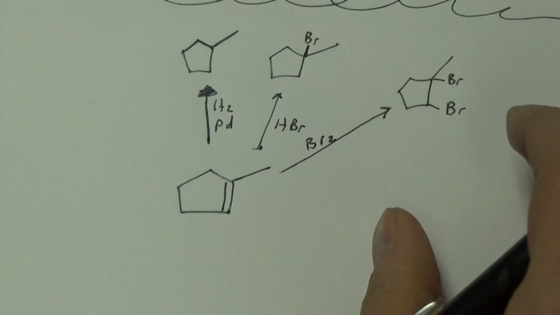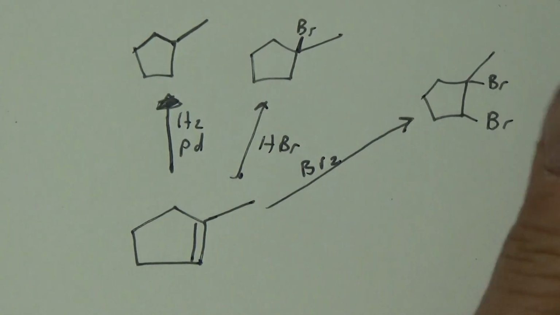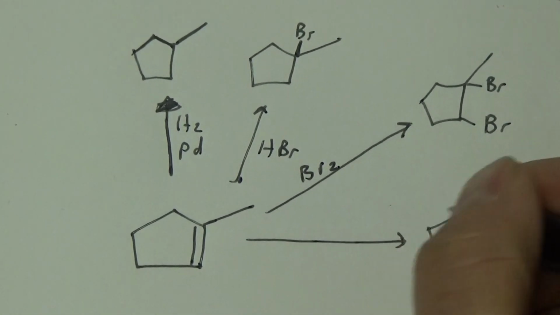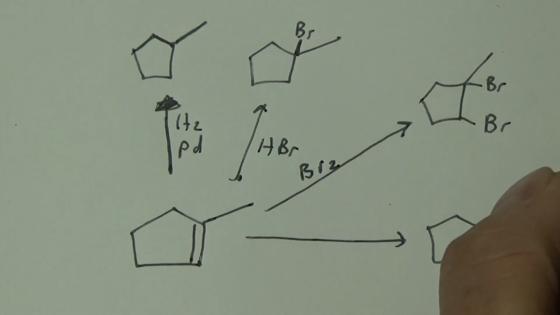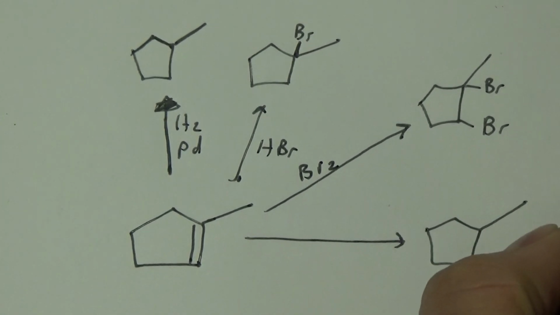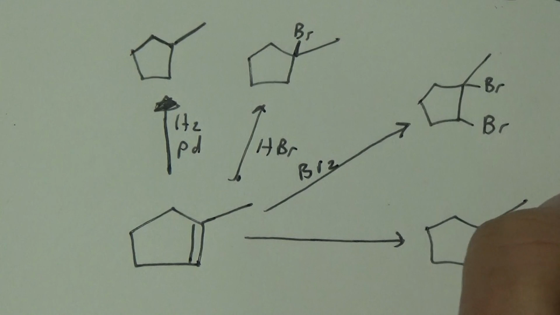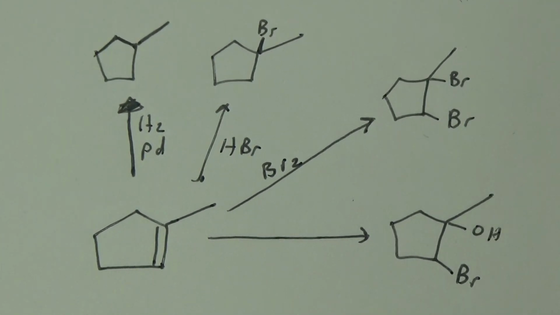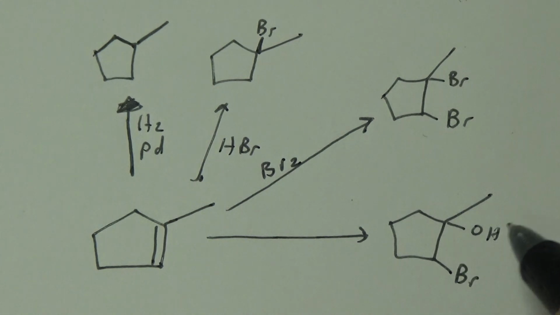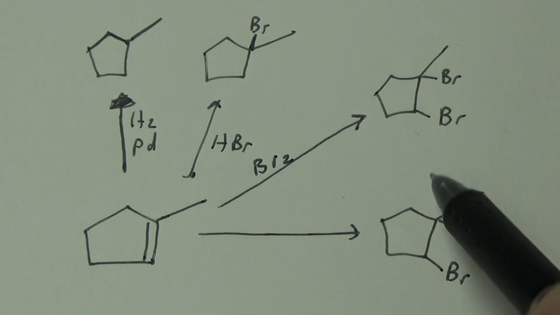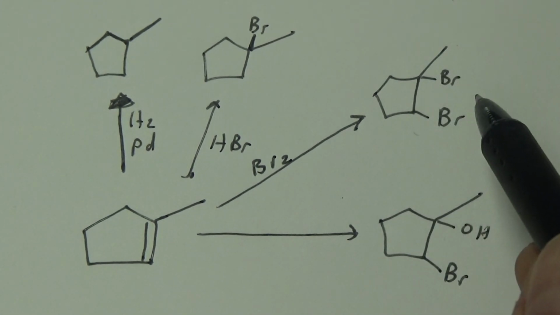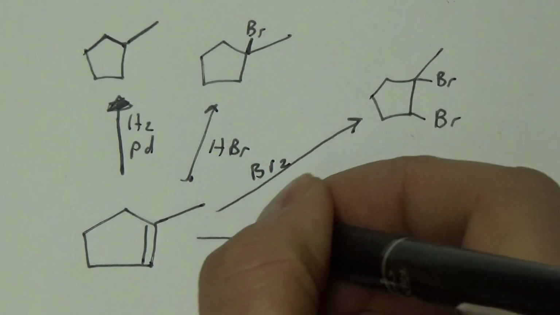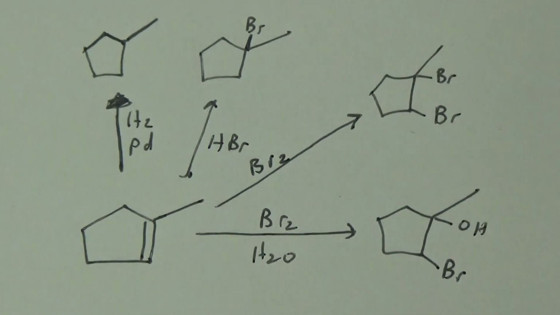Br2. That's pretty easy. And remember also, you were able to add a Br and an OH. Remember that? It's very similar to the Br2 reaction, and the mechanism is very similar. Because remember, I went through a bromonium, the weird 3-member ring with a bromine. This is Br2, water. Okay.